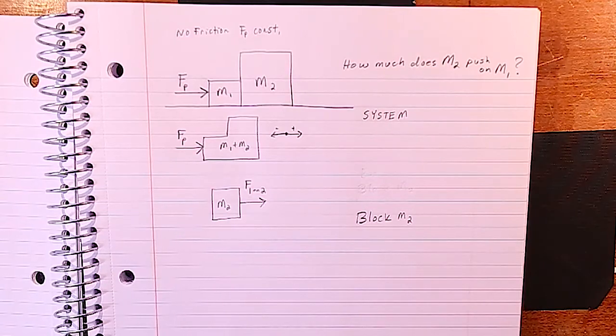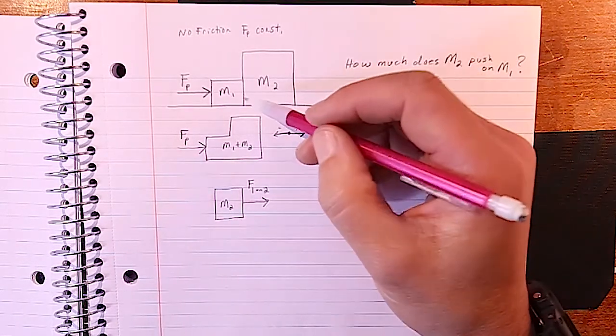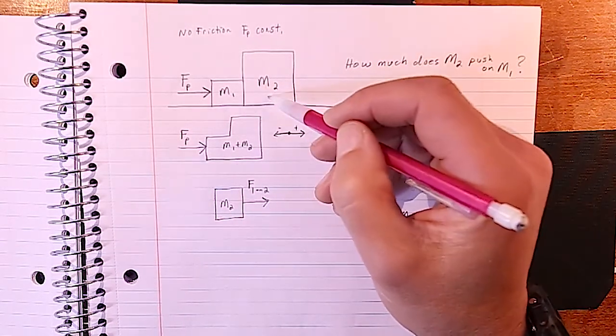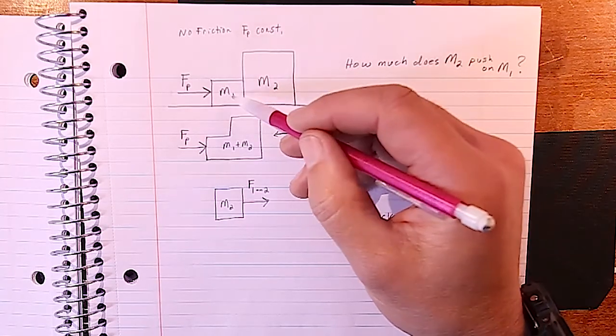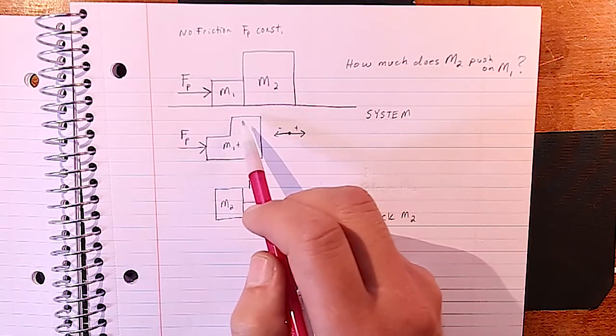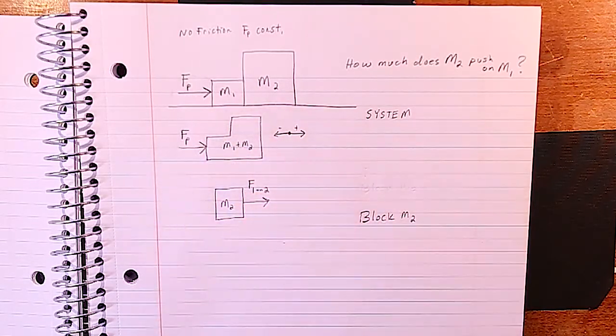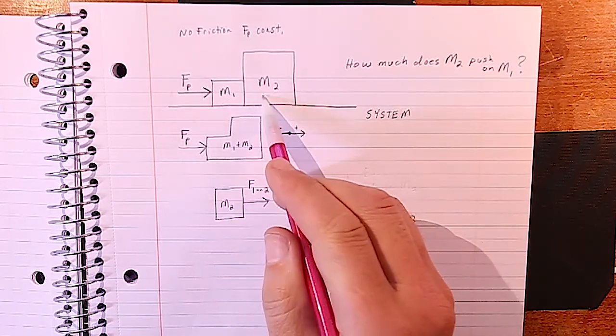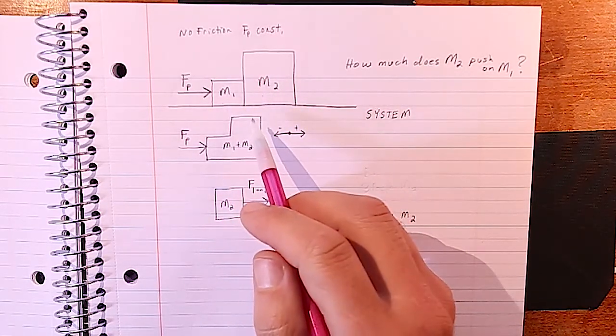This problem is very similar to the last problem. Instead of having a cord in between the two of them, we're going to be analyzing the force of how much block 1 pushes on block 2 and block 2 pushes on block 1. So we have 2 blocks, there's no friction, and the force of push is going to be a constant push. So it pushes on these 2 blocks and it's going to accelerate them.